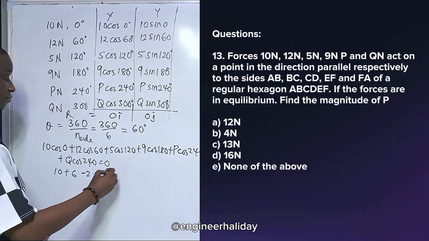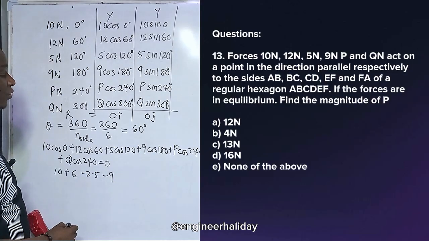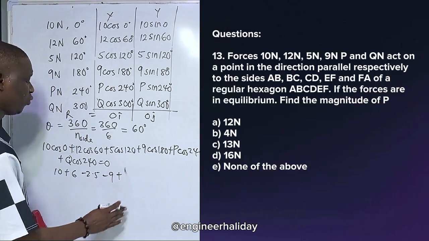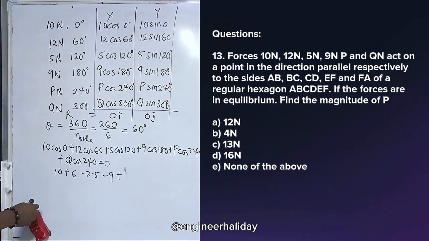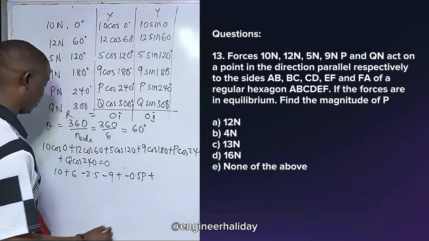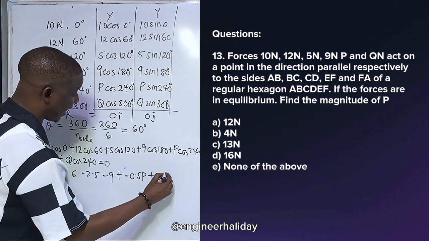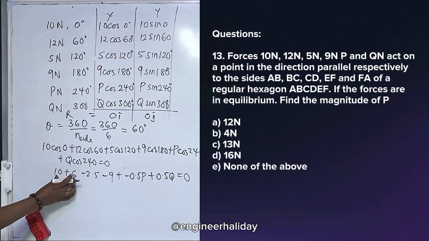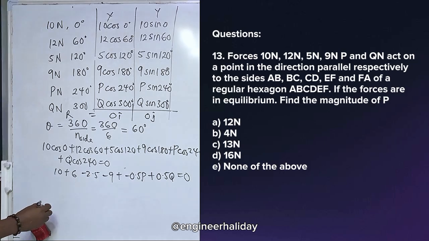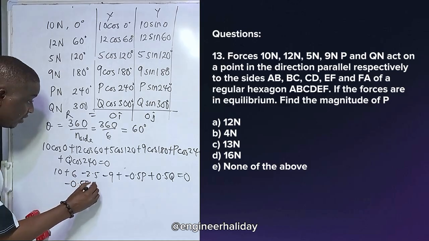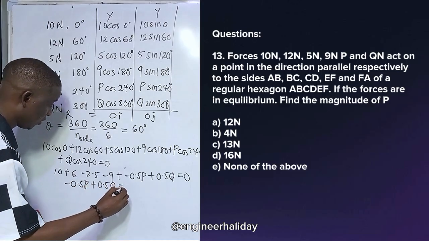This one will give us minus 9. Cos 180 is minus 1 times 9. Then plus P cos 240, and cos 240 will give us minus 0.5P plus 0.5Q equal to 0. So let's add this one. This is 16. 16 minus 9 gives us 7. 7 minus this one, that will give us minus 0.5P plus 0.5Q equal to 4.5.